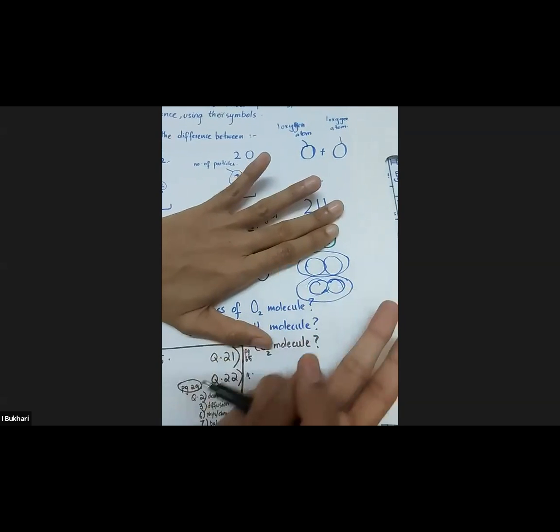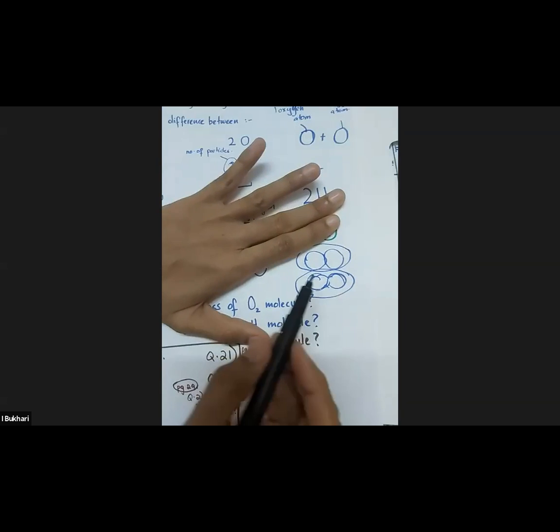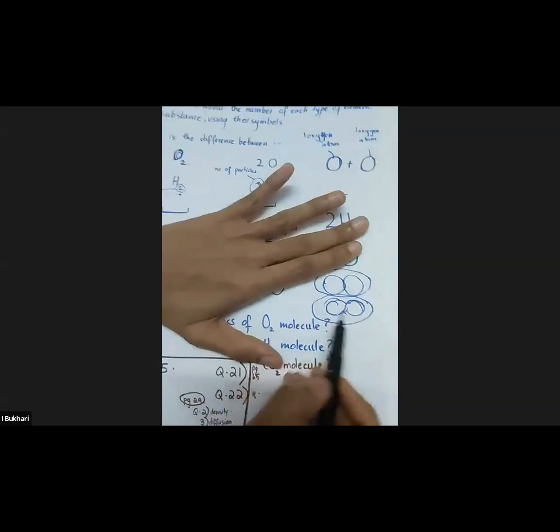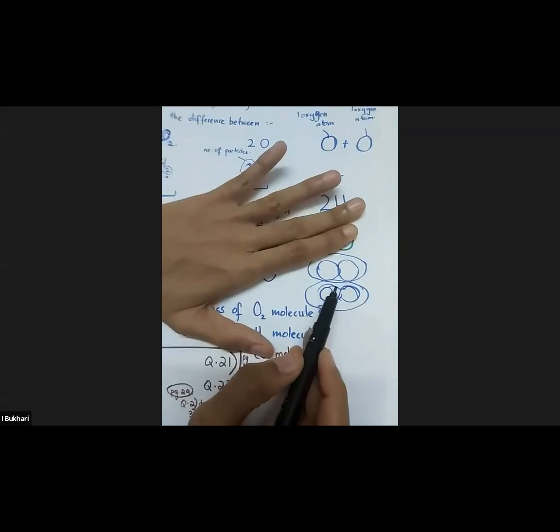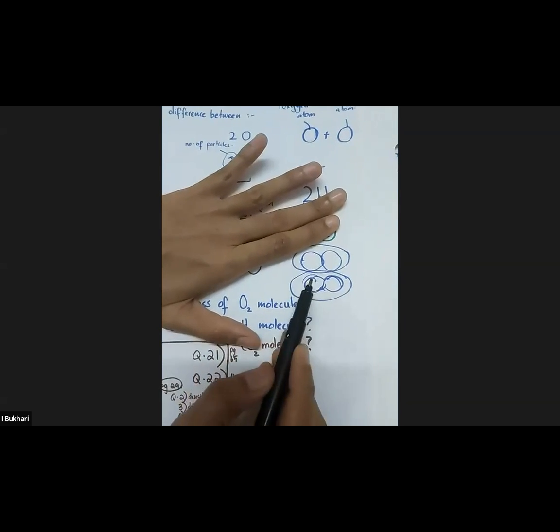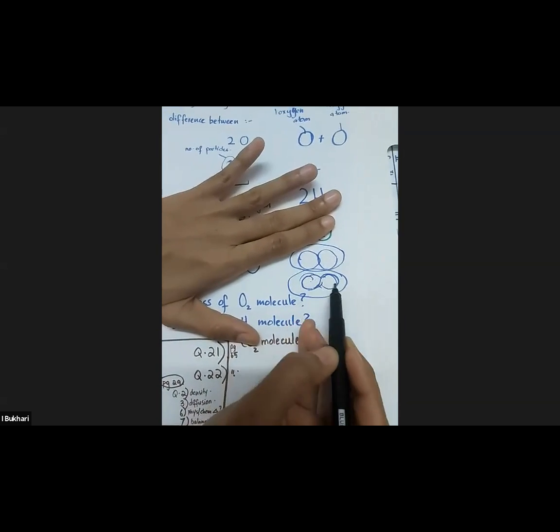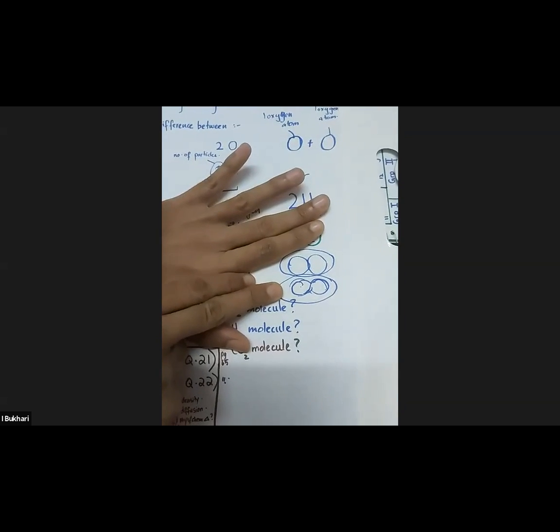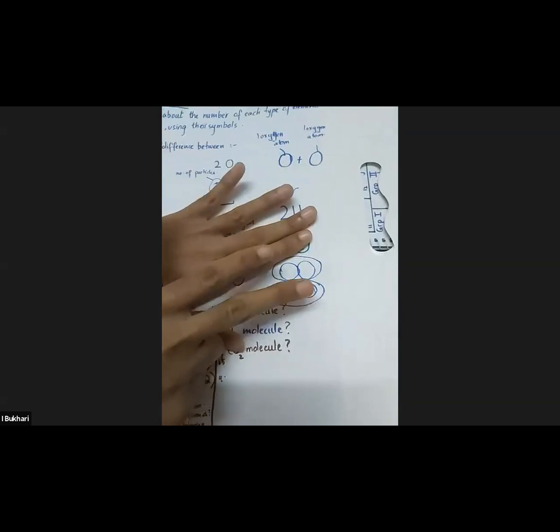And if somebody asks me how many hydrogen atoms in total do I have? So 1, 2, 3, 4. In two molecules, we have 4 hydrogen atoms. This is what I mean.